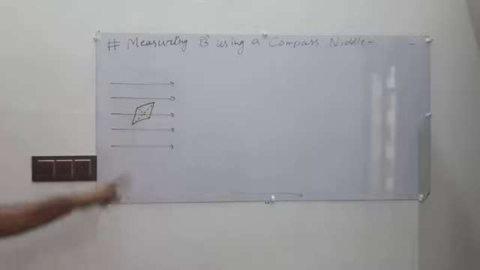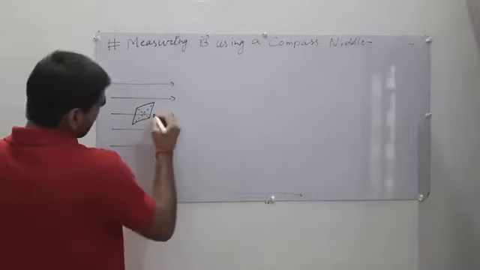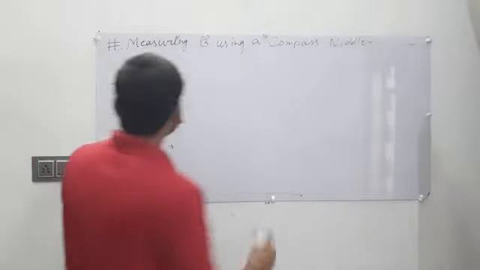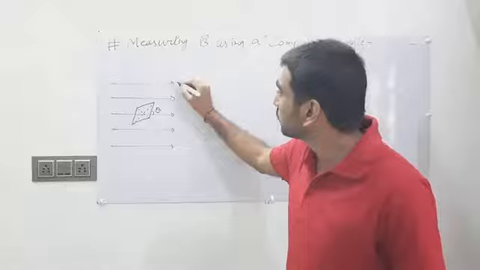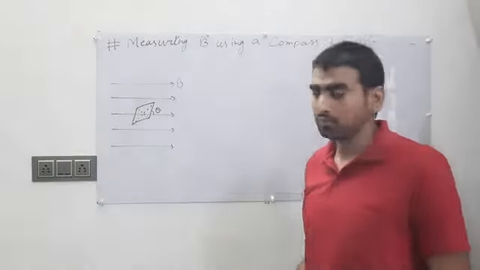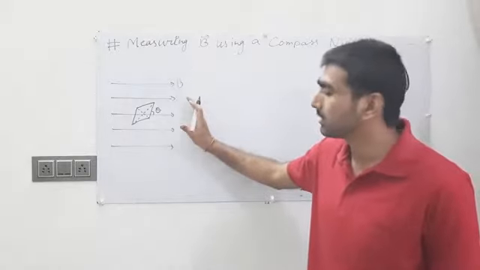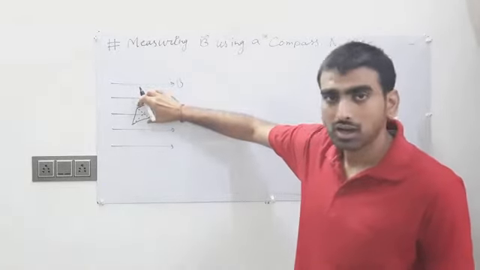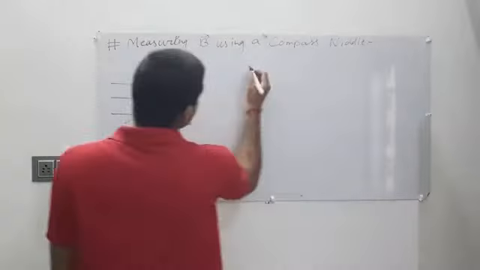This is the compass needle. If you see that this compass needle makes theta degree angle with this uniform magnetic field, that means this magnetic field applies a torque on the compass needle.